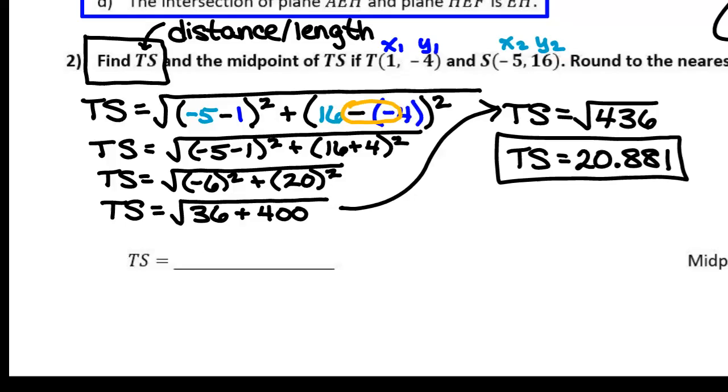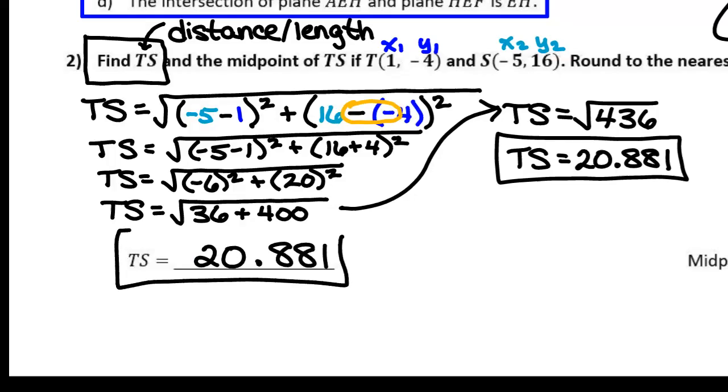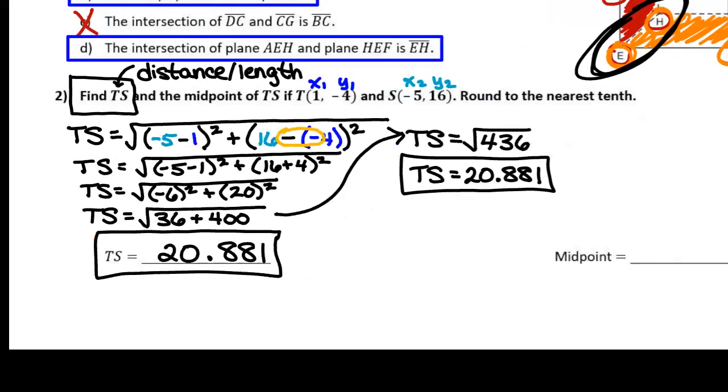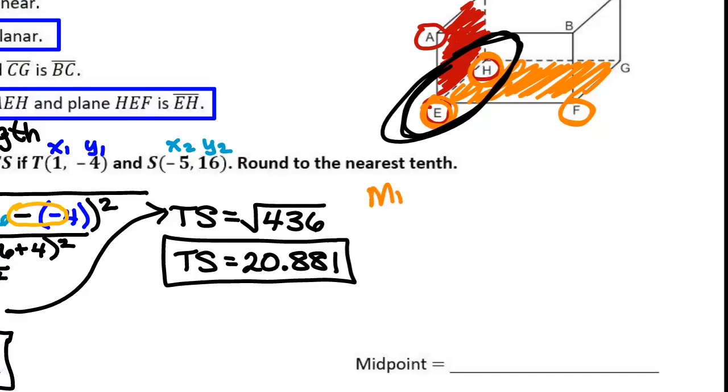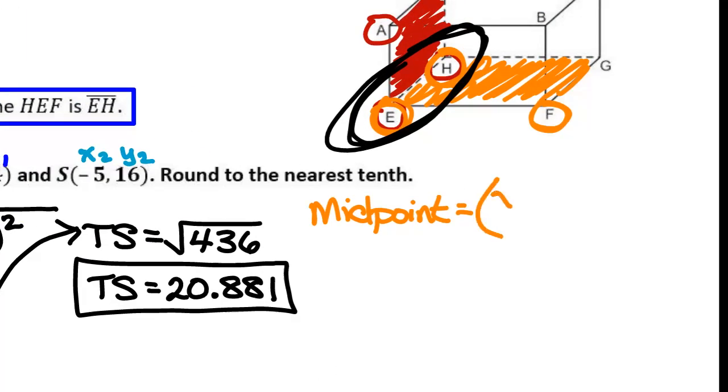The midpoint. Okay, so we have 20.881 for the length of TS. And then we need our midpoint. You get the midpoint formula. X1 plus X2 over 2, Y1 plus Y2 over 2. Close the parentheses.